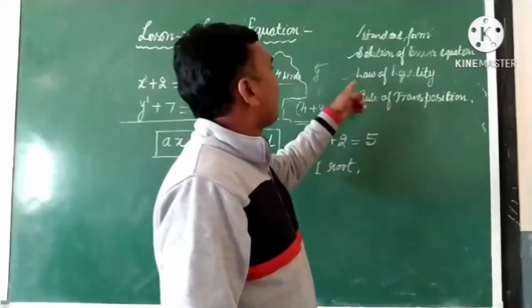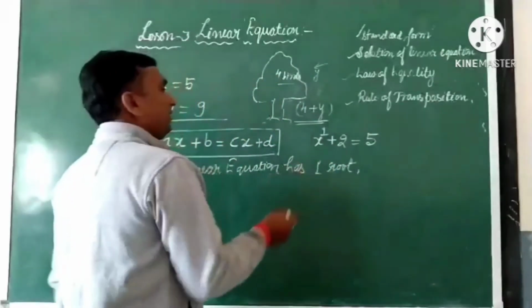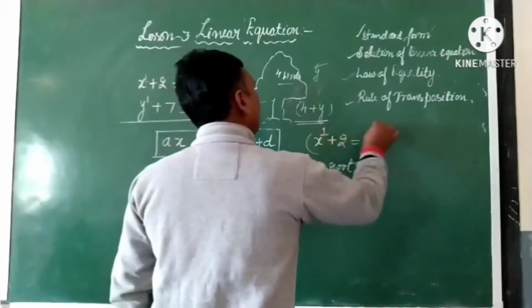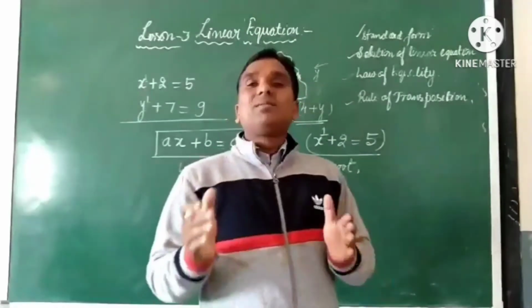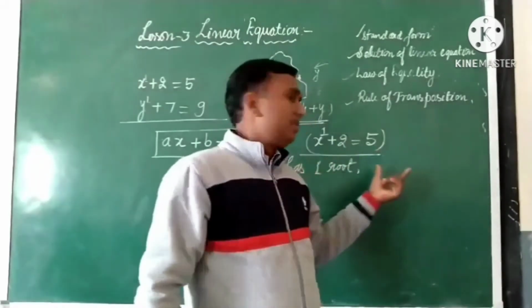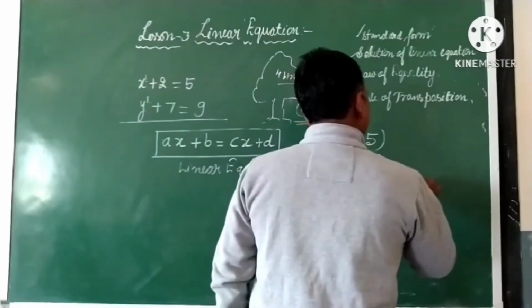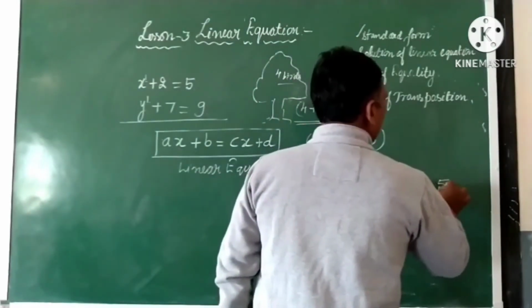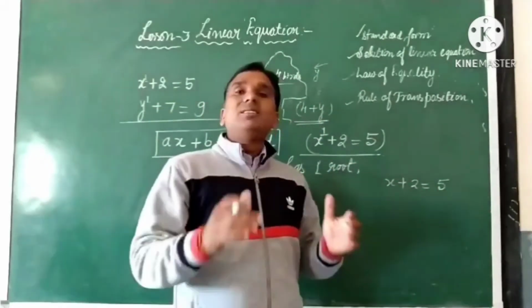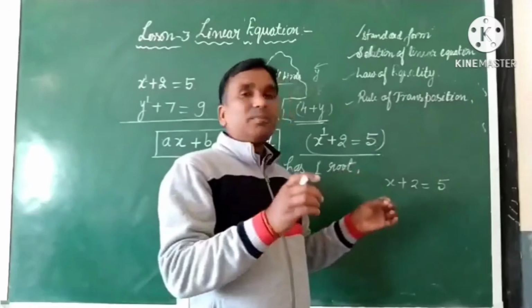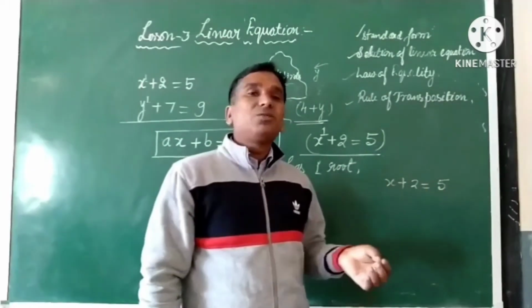Next, law of equality. If there is any linear equation, suppose this one, in this equation you can add the same quantity to both sides. Here, x plus 2 equal to 5. This works as a scale. In a scale, if you keep equal quantities on both sides, it will be in a balanced situation only.